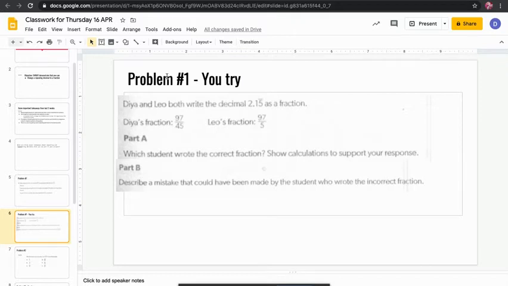All right, so here's a problem for you to try. See if you can look at it and figure out who has the correct fraction, just based on what you understand about how these improper fractions work. 2.15 repeating as a fraction. Daya had 97/45. Leo had 97/5. Who had the right one? And describe a mistake that person might have had. And I'll look at your answer on Edpuzzle.